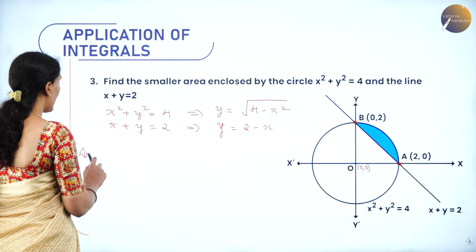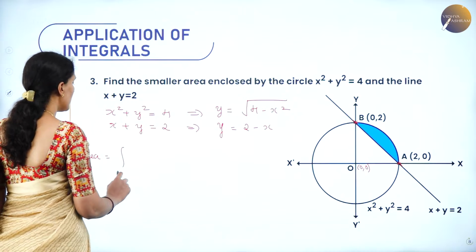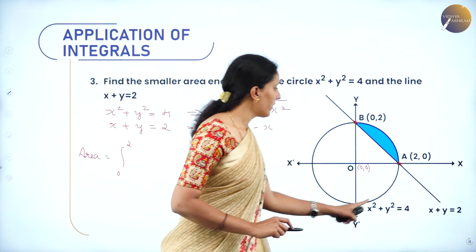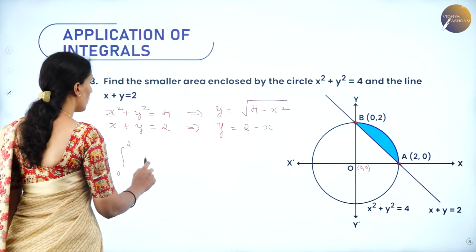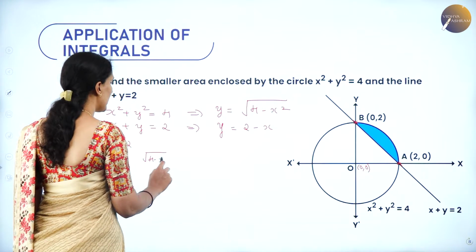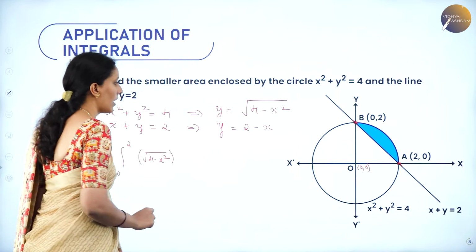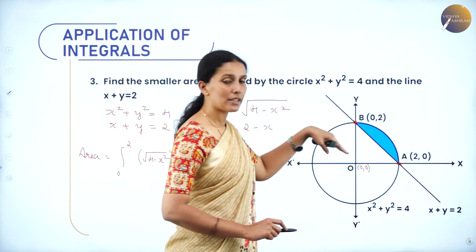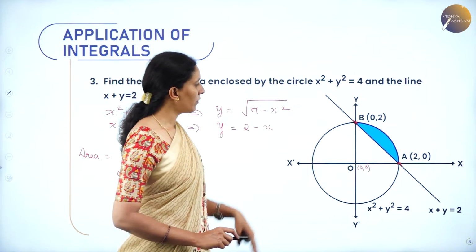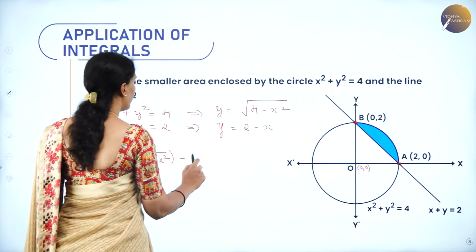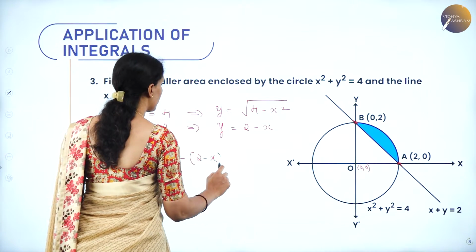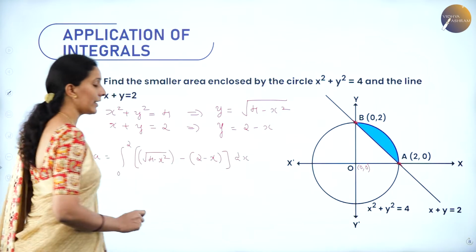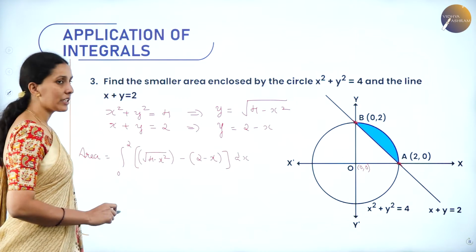Therefore, the required area is from 0 to 2. The first curve is the circle, so it is root of 4 minus x square. And this region is the straight line here, so I have to subtract the region here. Therefore it is minus of (2 minus x) with respect to dx. Now I need to integrate it and apply the definite integral here.